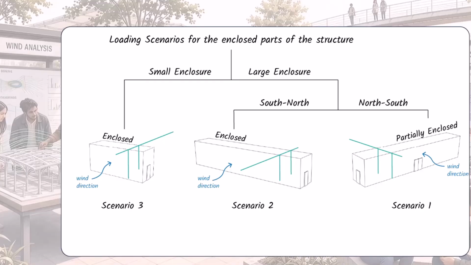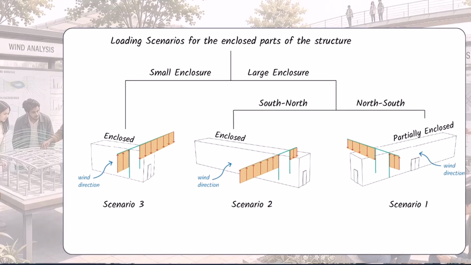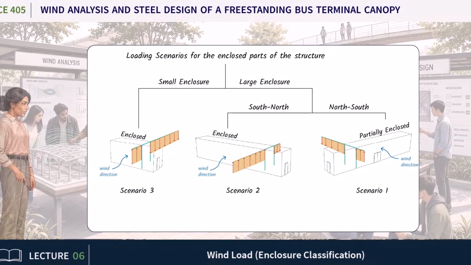In scenario 2, the long cantilevered portion of the roof faces the wind, resulting in positive pressure developing under that side of the roof and negative pressure forming under the shorter cantilever. In scenario 3, the short cantilevered portion faces the wind, which means we get positive pressure under the short side of the roof and negative pressure under the long side. These differences lead to distinct load profiles, and each scenario must be evaluated to ensure that no critical loading condition is overlooked. We will begin calculating the required wind pressure values in the next lecture.